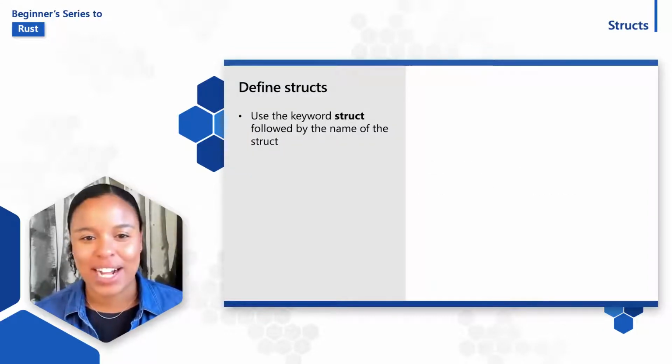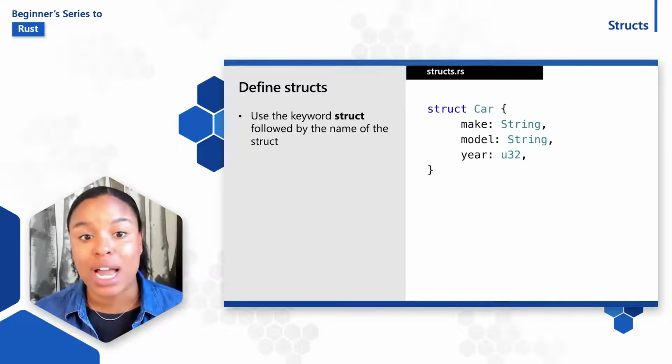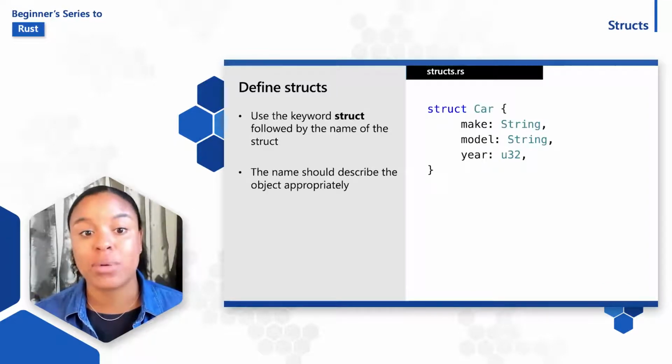To define a struct, the keyword struct is used, followed by the name of the struct. The name should describe the object appropriately so that it relates to the data being grouped together. An example of a classic struct that you see here is to define a car object and then group the related attributes, which are make, model, and year. Notice that make and model are of type String, and year is an unsigned integer, that is 32 bits.